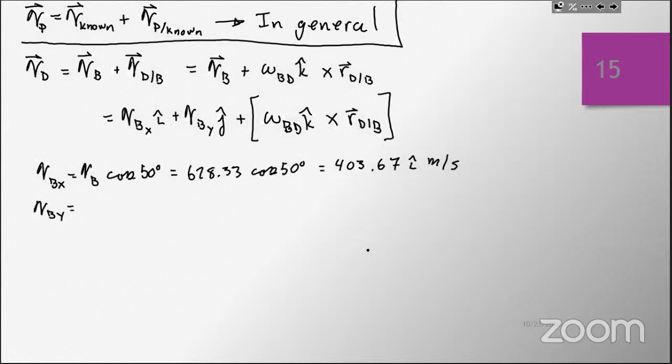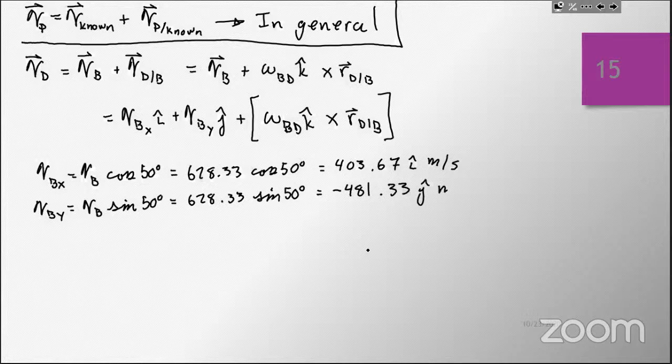Do the same thing for the y, right? VB sine of 50 degrees is 628.33 sine 50 degrees. That's going to give me negative 481.33 in the j, meters per second.